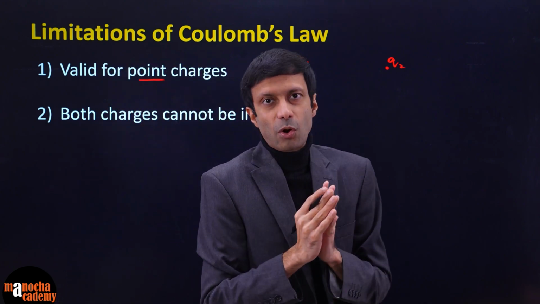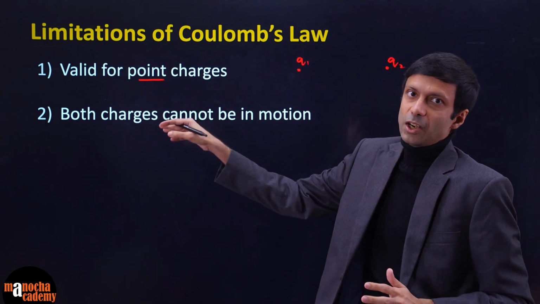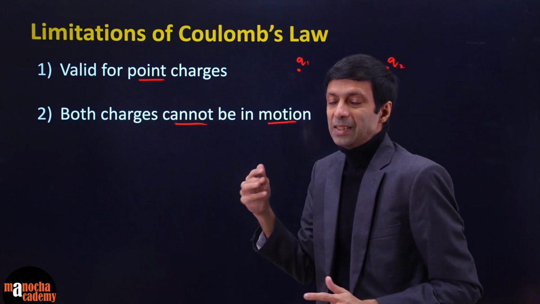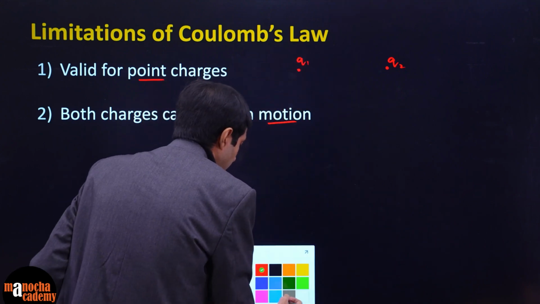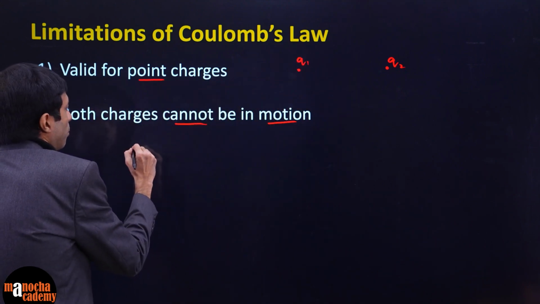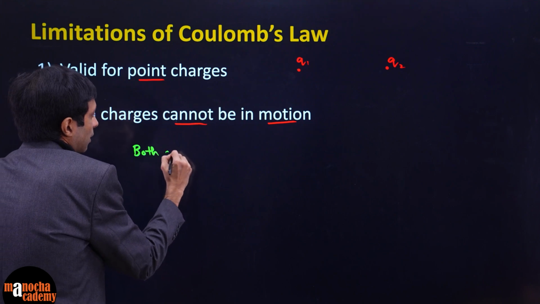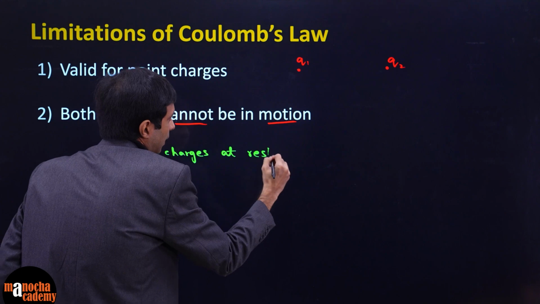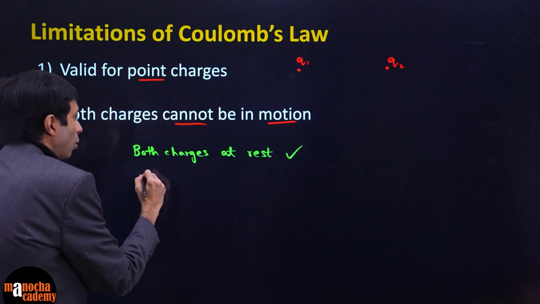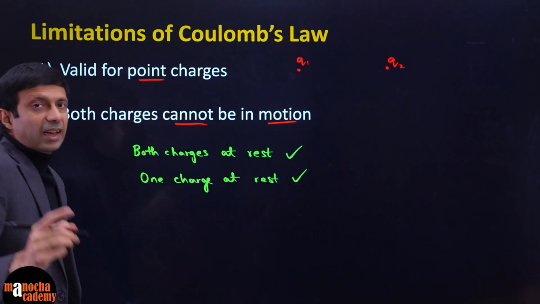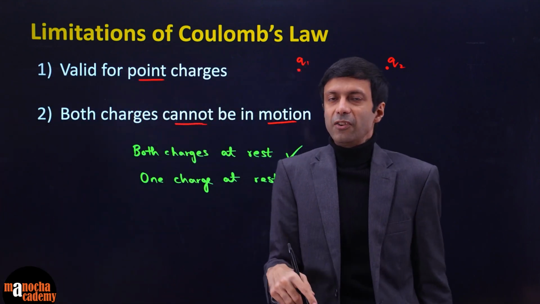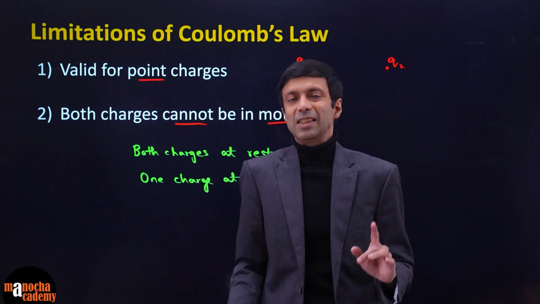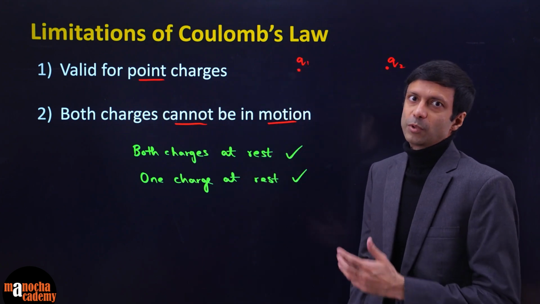The second limitation of Coulomb's law is that both the charges that you're considering cannot be in motion. So basically it is telling us that if both charges are at rest, then Coulomb's law works, or if one charge is at rest and the other is in motion. So one charge can be at rest, the other in motion, but if both charges are moving, then you cannot apply Coulomb's law. So these are the important limitations of Coulomb's law.